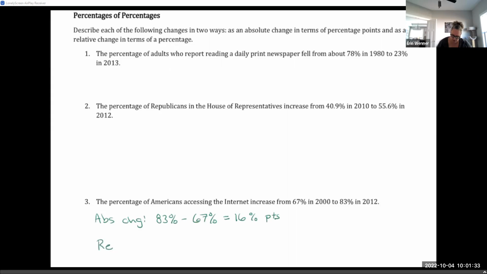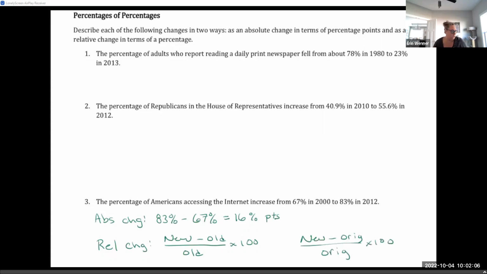So for the relative change, remember we've got our new minus our old, that's compared to the old times 100. Or instead of old, what we've also got in our notes is new value minus reference value, or you can also have new minus original over original times 100. Those are all ways that we would calculate the relative change. And again, this is coming from the notes on the first page of 2E, that box at the bottom where it says relative change.